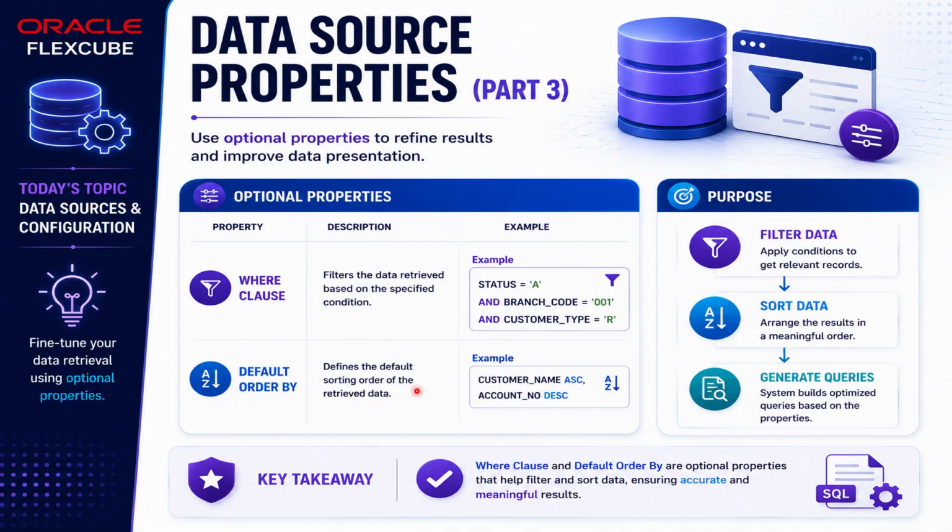Default order by can be provided for a multi-record data source. It controls the order in which records are retrieved. The keyword order by should also not be included. Together, these properties help filter the data, sort the results, and influence the generated queries.